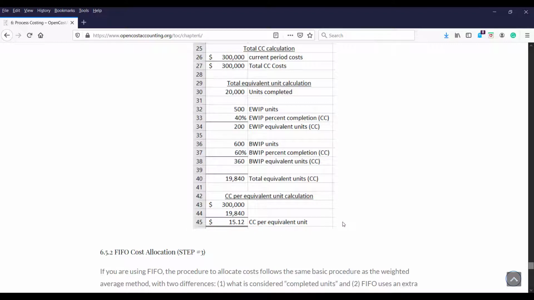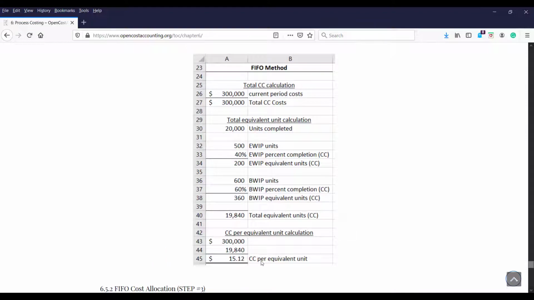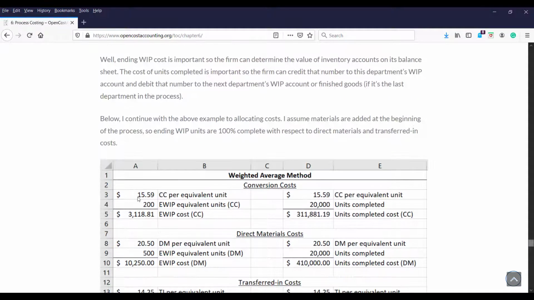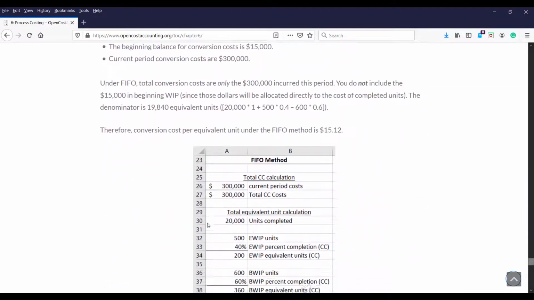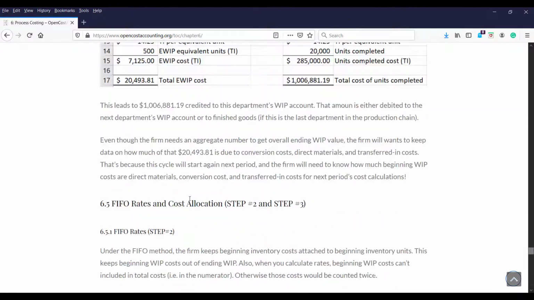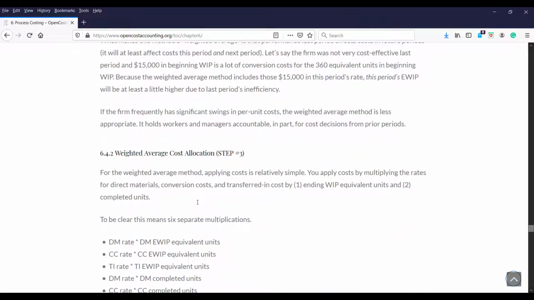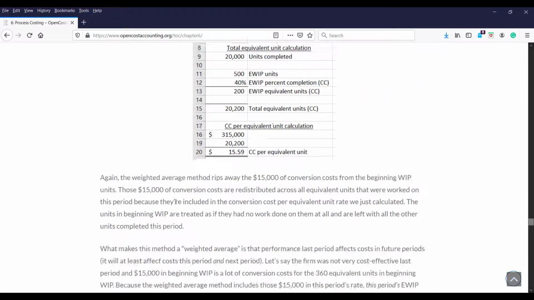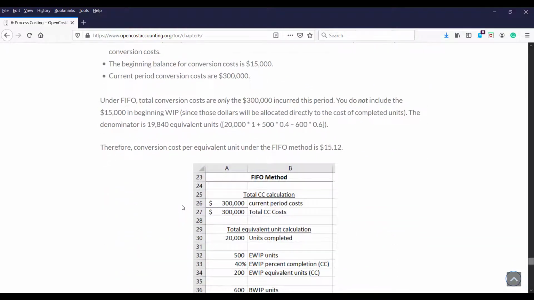Great. It doesn't necessarily have to be lower than the rate we calculated for weighted average, which was $15.59. Because there were beginning WIP units, this total equivalent units number is going to be lower than in our weighted average example. But the rate can be whatever it is.